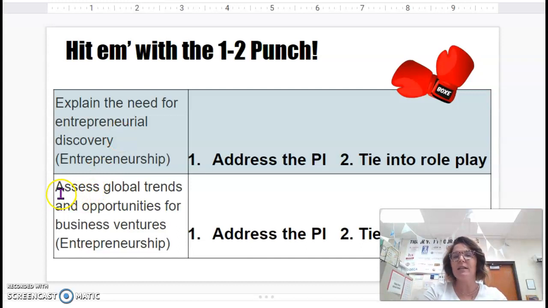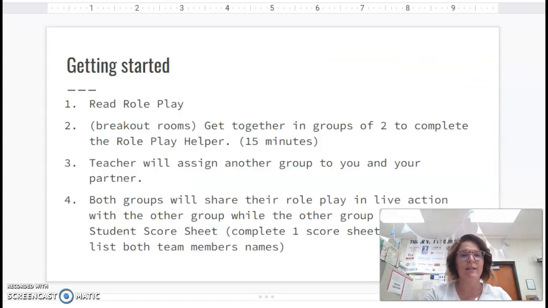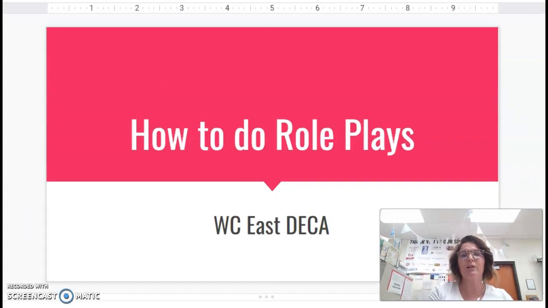And then again, here's another entrepreneurship example. Assess the global trends and opportunities for business ventures. So again, address the performance indicator, let the boss or judge know that you know what that is, you get it, and then tie it back into the role play that is going on. So that's what we're going to get started with today, so that we can take a look at it.